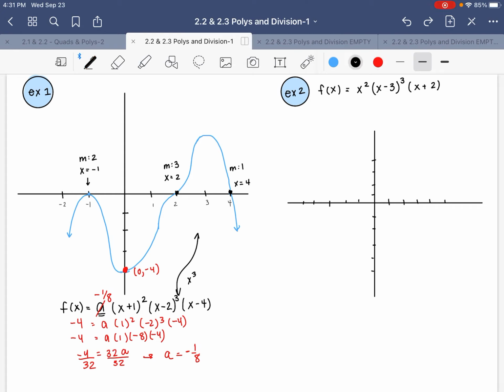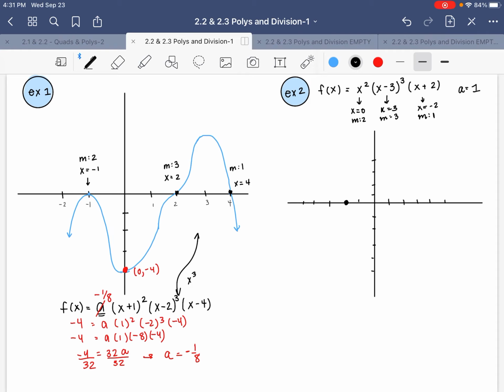So let's find my zeros. I'm going to have a 0 at x equals 0, multiplicity 2. I'm going to have a 0 at x equals 3, multiplicity 3. And then at x equals -2, multiplicity 1. So I'm going to go ahead and start left to right. My x equals -2 is there. I don't have an a value. Well, my a value is 1, so I'll write that out.